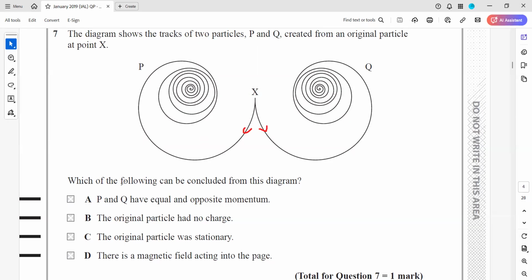So which of the following can be concluded from this? P and Q have equal and opposite momentum. They don't have opposite momentum. If they were having opposite momentum, then P should move in this direction, Q should move in the other direction. Then it will have opposite momentum. The original particle has no charge. So we can conclude that the original particle does not have a charge, because there was no path for the original particle. If there is no path for the original particle, it means it was not having charge. And when the original particle breaks down, it breaks down into two different paths.